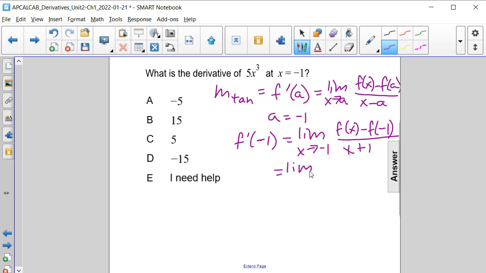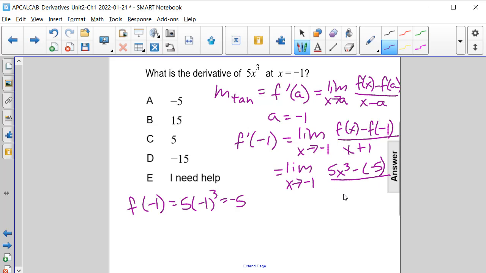So we can simplify this and substitute our values in. Still have x approaching -1. We have f of x, which is 5x to the third, minus f of -1. Well, okay, let's figure that out really quick. F of -1 is going to be 5 times -1 to the third, which will be -1 times 5, which is -5. So we have minus -5, all divided by x plus 1.